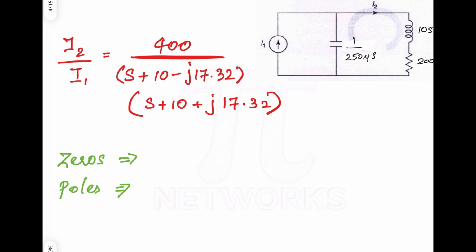We will get 400 by S plus 10 minus J 17.32 into S plus 10 plus J 17.32. Okay. So from this, how can you find the zeros and poles?